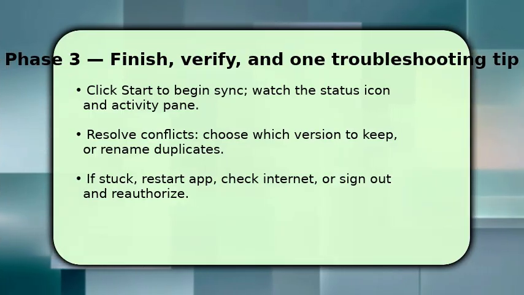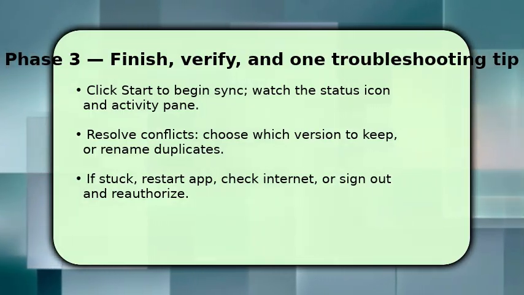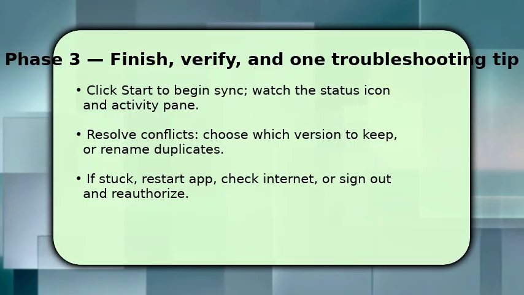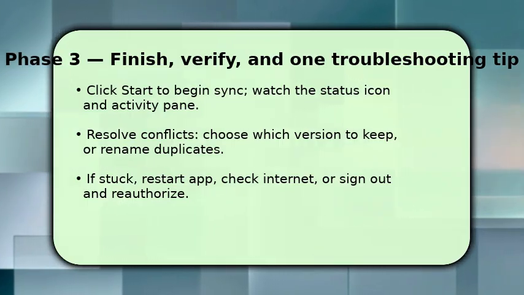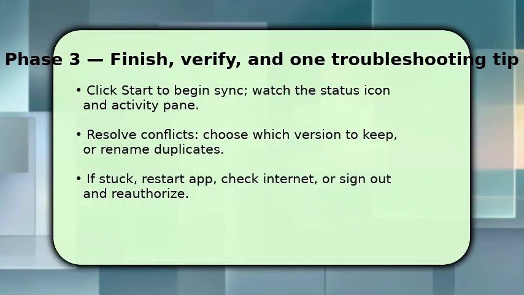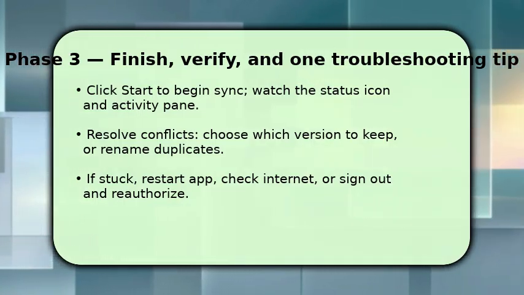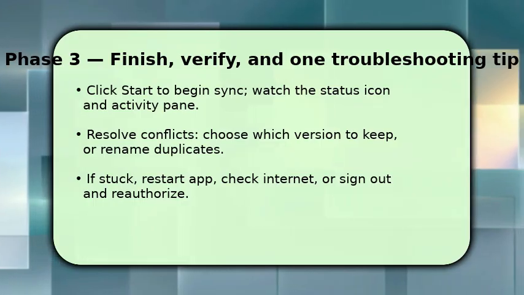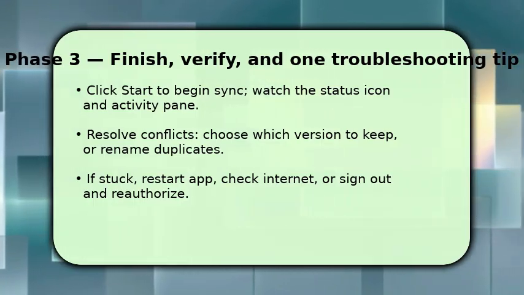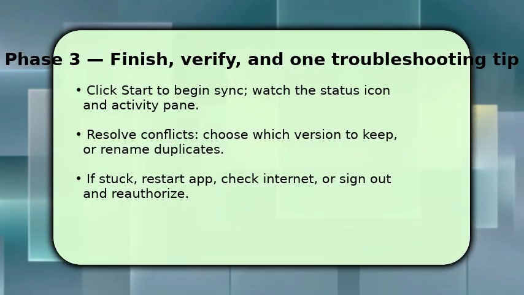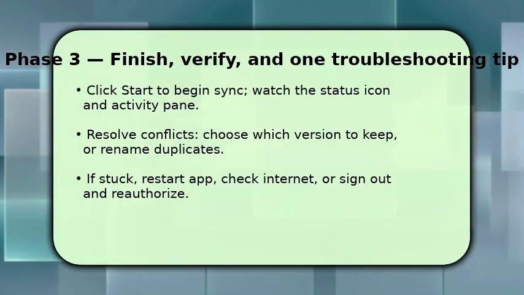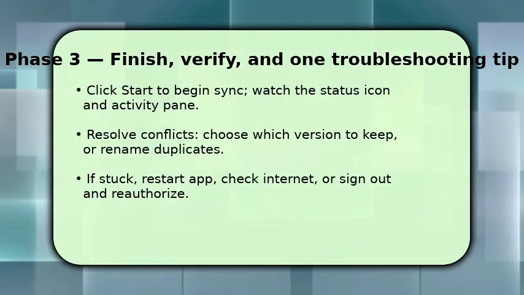If you see file conflicts, decide which version to keep, local or cloud, or rename duplicates to preserve both. Monitor the activity pane for stalled uploads. Make sure your internet connection is stable and storage quota isn't exceeded. If problems persist, restart the app, sign out and sign in again to refresh tokens, and only then contact support. That usually resolves authorization.